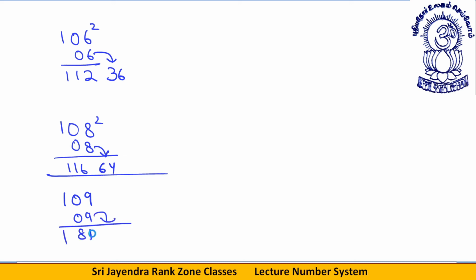The square of 9 is 81. Very sorry, students. Okay. Let's move ahead.